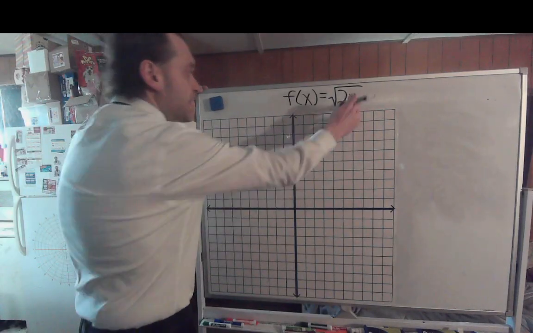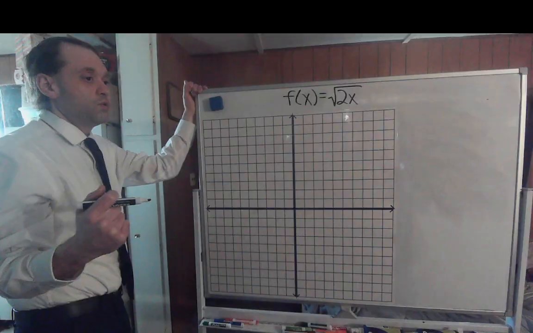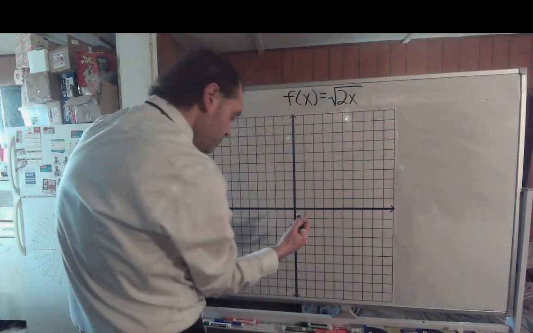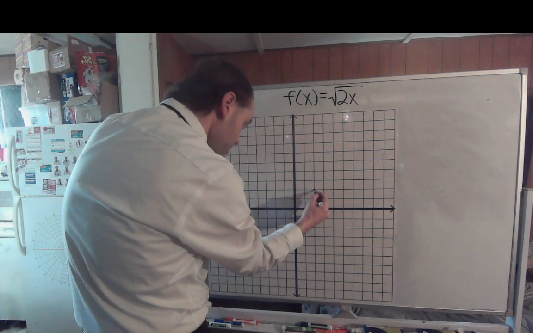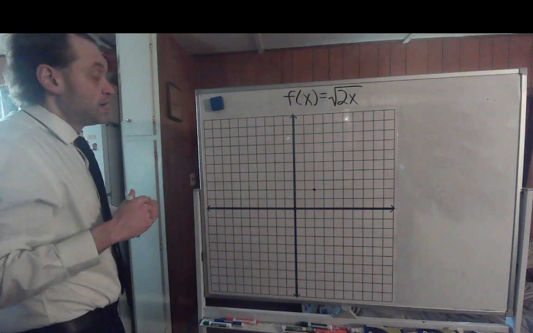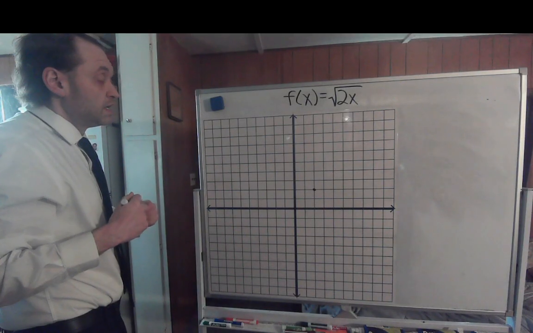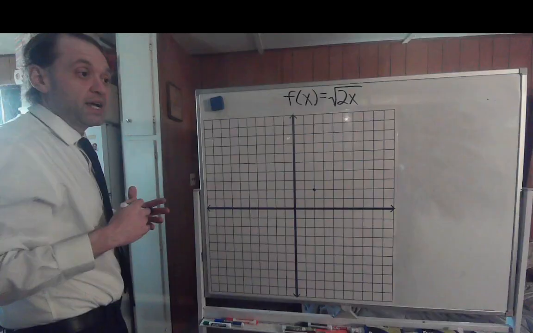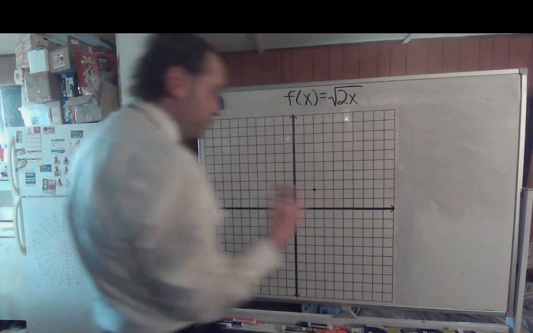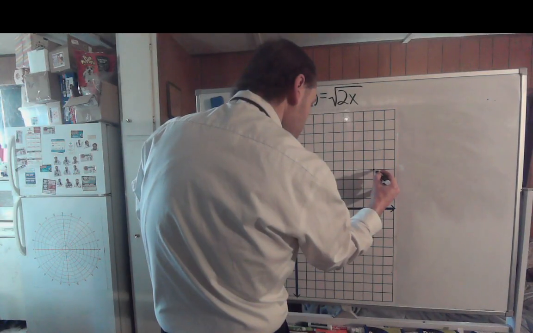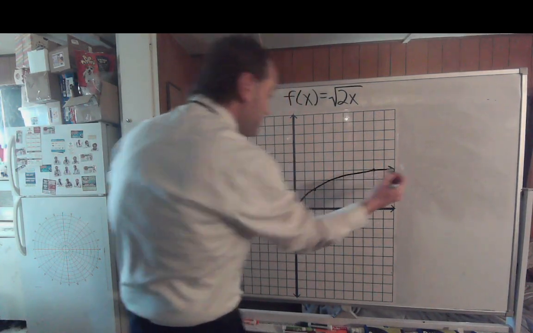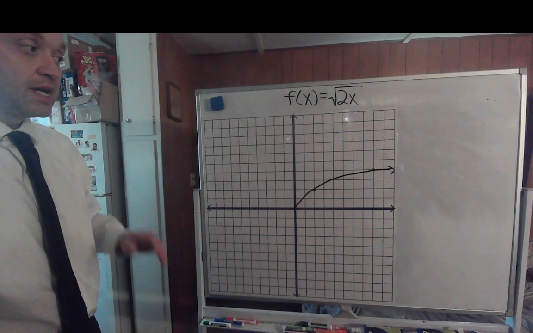Alright, what about when x is 2? If x is 2, that means I get the square root of 4, which is 2. So I would have the point (2, 2). What about when x is 8? If I put in 8 for x, I get the square root of 16, which is 4, which would put me over here. So let's graph this, and there's roughly what the square root of 2x would look like.